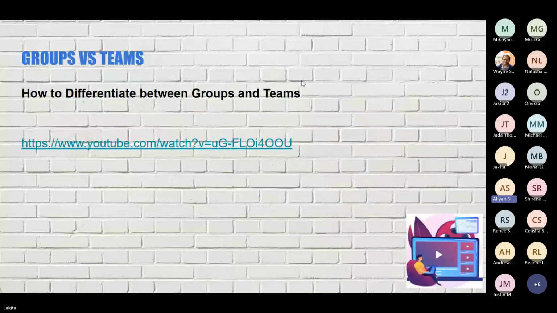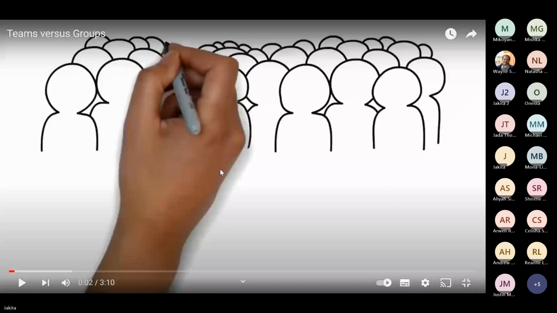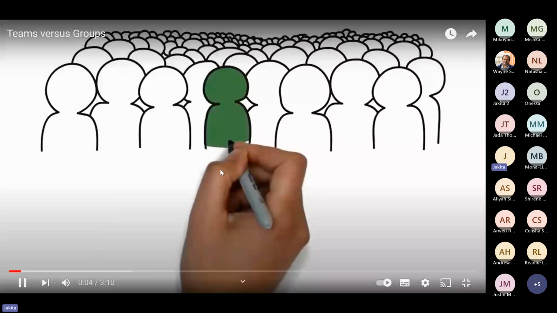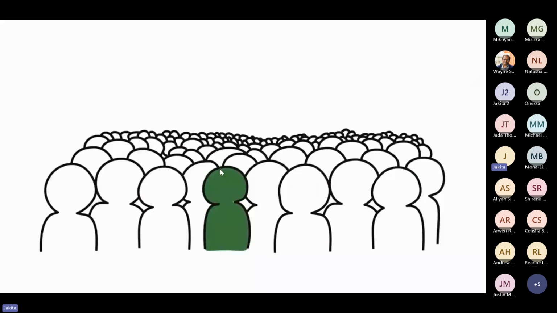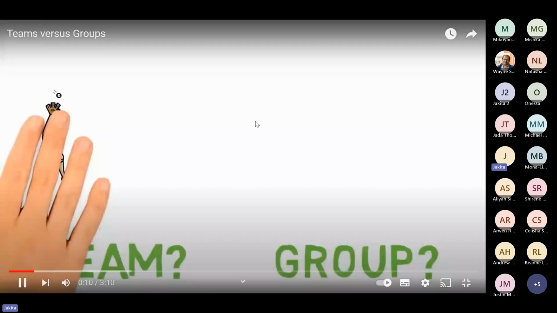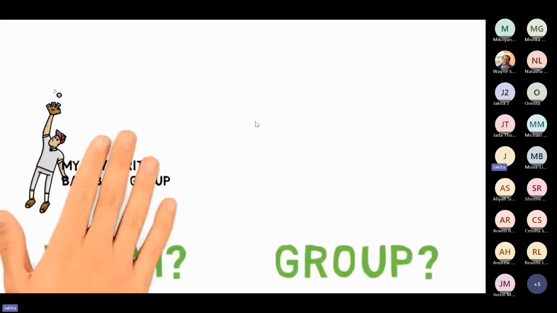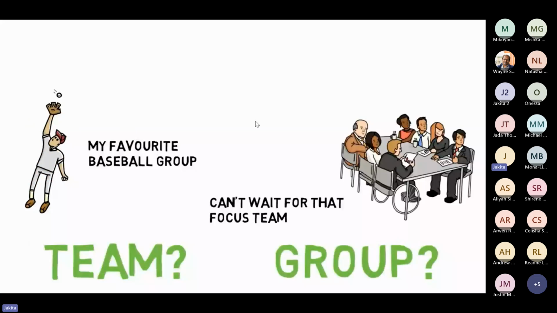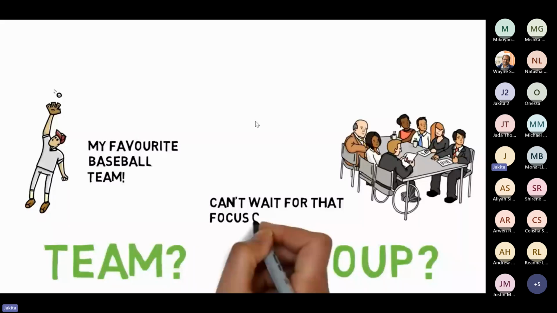Let's look at how to differentiate between groups and teams. Have you ever wondered if you're leading a team or a group? To lead effectively, it is important we recognize whether we are leading a team or a group. The difference is subtle but important. We don't coach a baseball group or lead a focus team. We coach a baseball team and lead a focus group. Let's understand the difference.